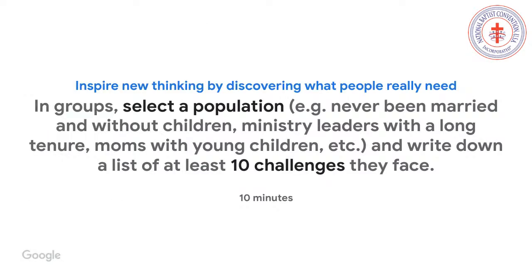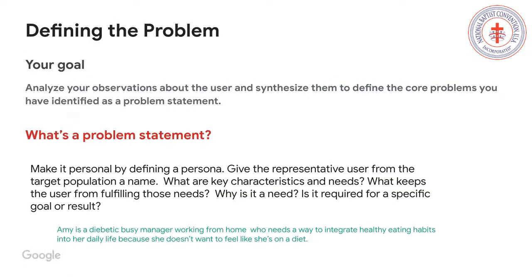So we're not going to do the 10 minutes now. We're going to do the 10 minutes during the group discussion session. But the idea is that we're going to select the population, and then this is a brainstorming exercise where you don't limit yourself. You just list at least 10 challenges they face. What are the challenges of people in this population?